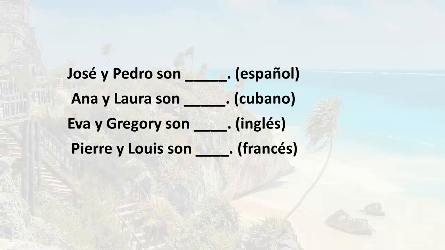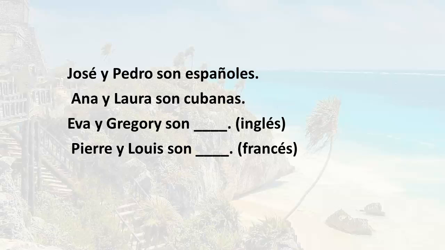Jose y Pedro, they are Spanish. Now to make the plural form, you have to add an es if the word ends in a consonant. So Spanish in the plural form would be españoles. Jose y Pedro son españoles. Jose and Pedro are Spanish. Ana y Laura, they are Cuban. Ana and Laura are Cuban, so I would say Ana y Laura son cubanas.